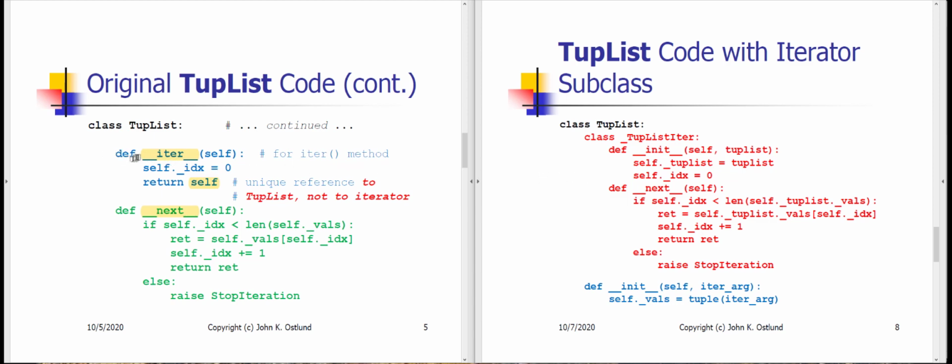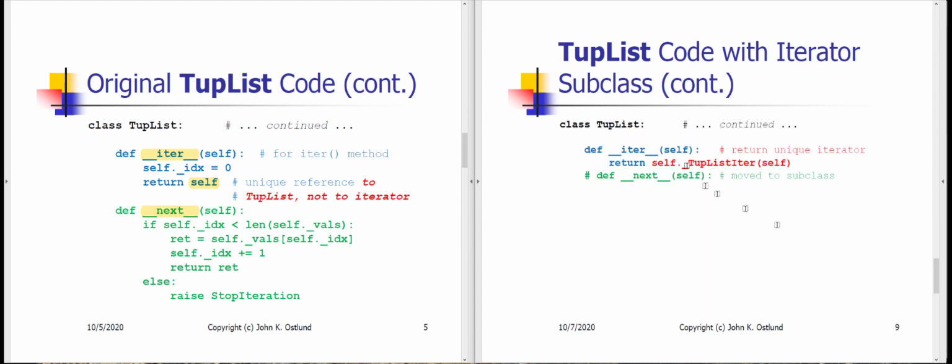Now, formerly, we had the iter method of the TupList class return a reference to the current TupList object. And we put into the current TupList object an initial index that we used into our tuple, an initial index of 0. But now what I'm doing instead is, in my iter function, which is actually on slide 9, instead of just returning self, I'm returning a TupList iterator that refers to the current TupList object.